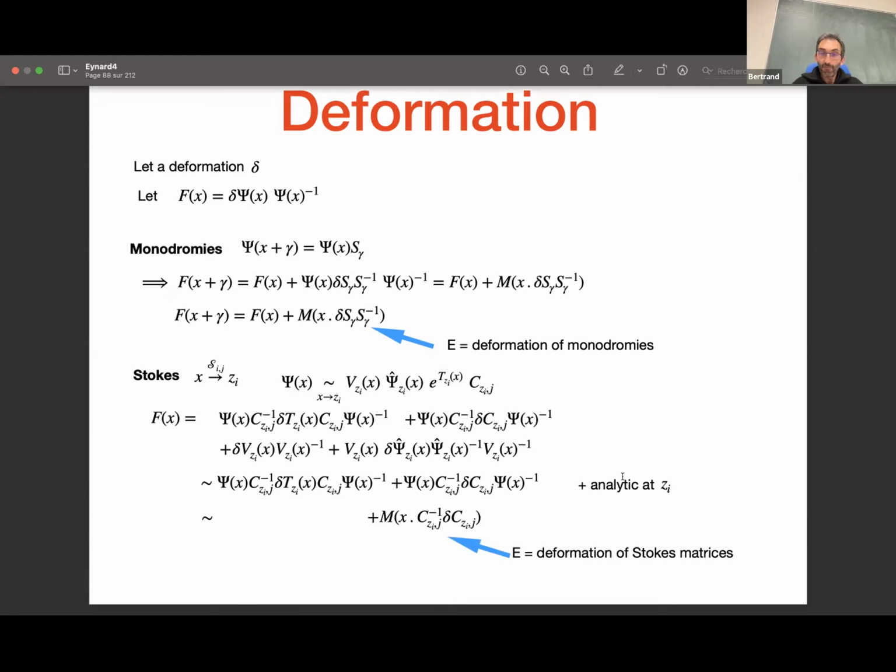So let me put it this way. This term, as I said, is an M with the E inside here to be the deformation of Stokes matrices. And this term contains C inverse delta T C. And remember that delta T was related to the deformation of the times, and in particular, the isomonodromic times. It appeared also in Miwa-Jimbo, this one.